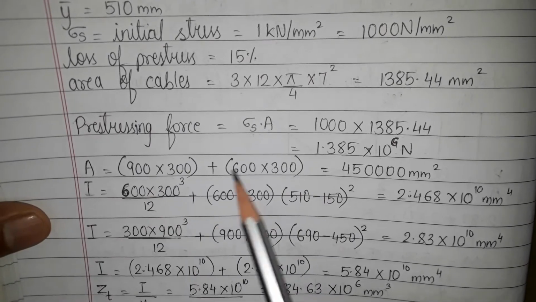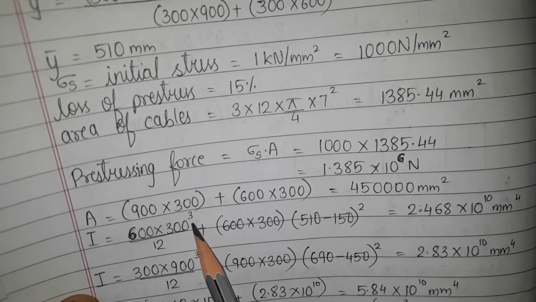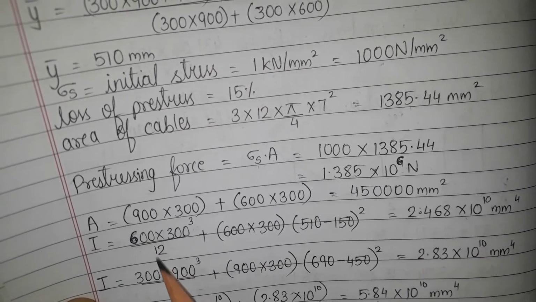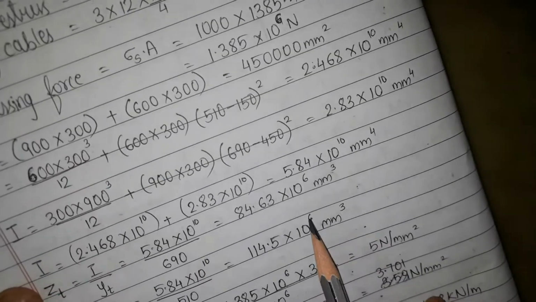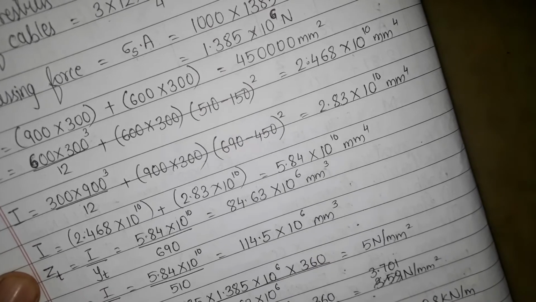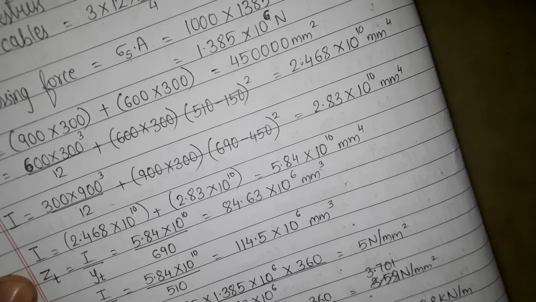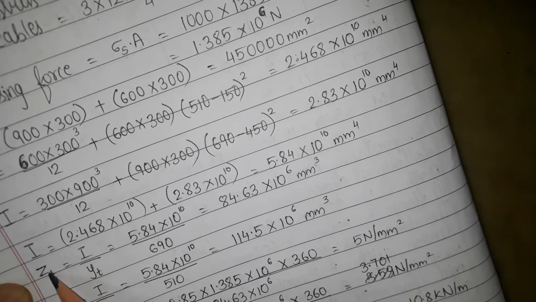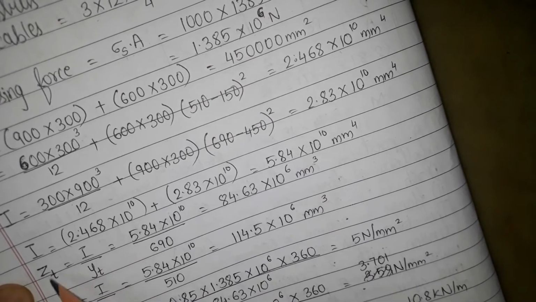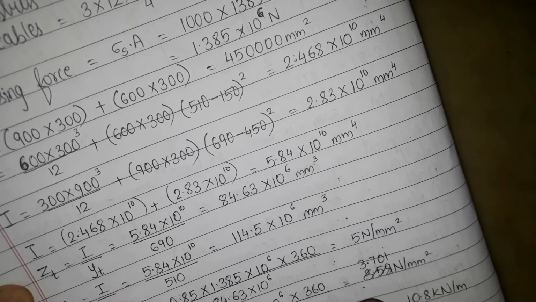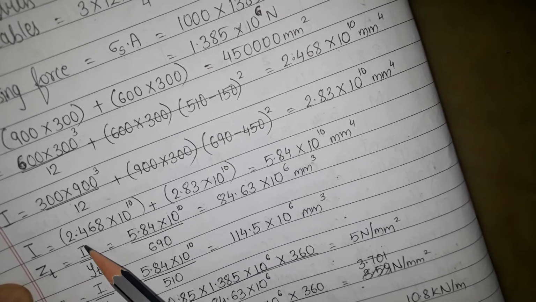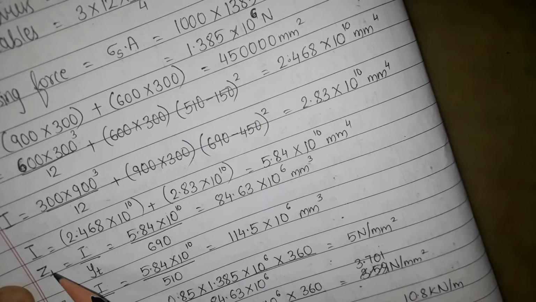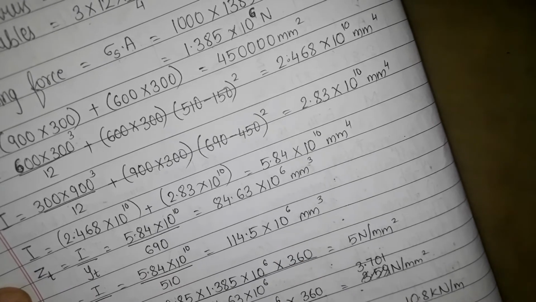Other data are the area, then I, which is bd cubed by 12 plus A h squared. The same you have to find out. Okay, no need to show the calculation again because we have already calculated it for the unsymmetrical I section. So I, we have got this. Then ZT and ZB, that is I by YT and I by YB. Understood? I by Y top, I by Y bottom, because it is ZT and ZB. Okay, so you got this.